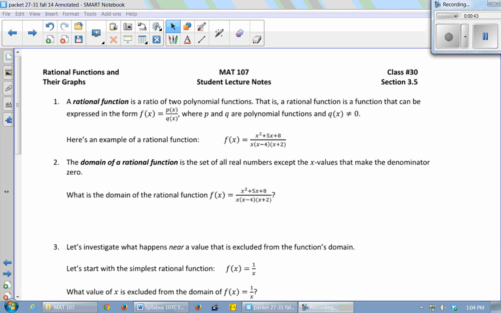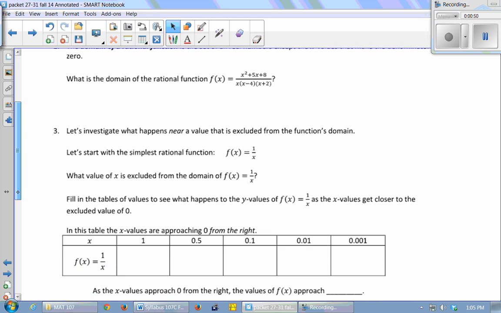Okay. So the domain of a rational function is the set of all real numbers except any x values that might make the denominator 0. Right? So we don't ever want to have a 0 in a denominator, so you just have to exclude those values. So in this case, what is the domain of the rational function? Everything but 0, 4, and -2.